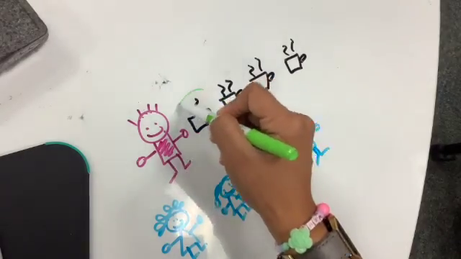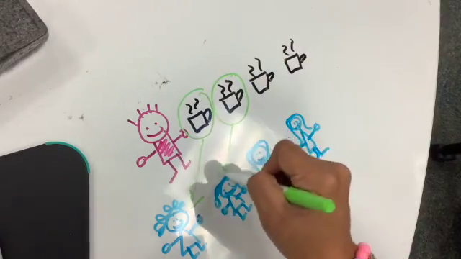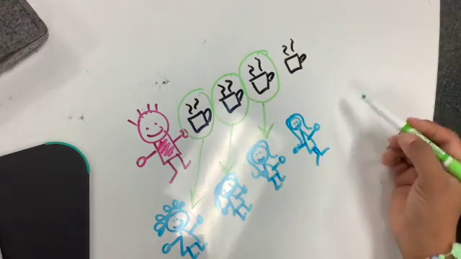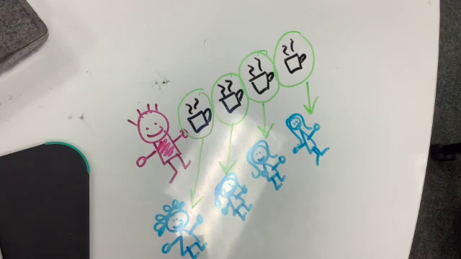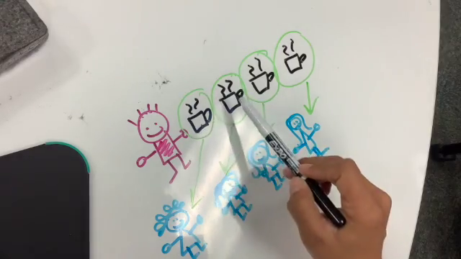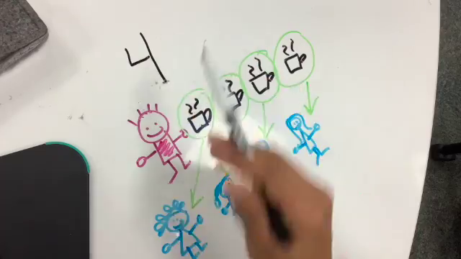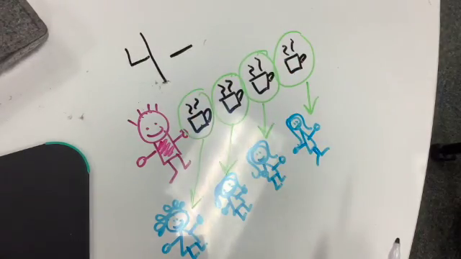So this coffee went to Miss Orozco. This coffee went to Miss Ward. This coffee went to Mrs. Cardoso, and this one went to Mrs. Reeves. So friends, how many coffees did we start out with? Let's count. Ready? 1, 2, 3, 4. So that always goes first because that's the number we started with. And then we subtract.